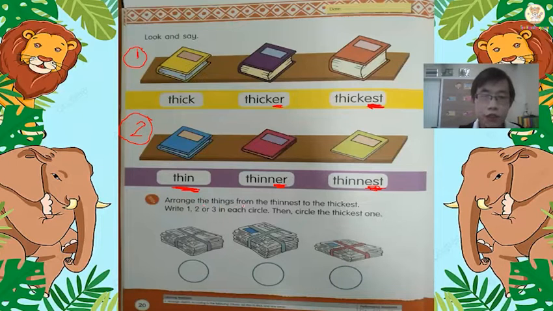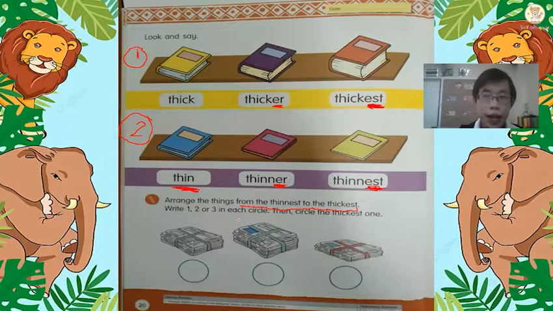Arrange the things from the thinnest to the thickest. So you need to consider which thing is the thinnest to the thickest, and after that you need to write 1, 2, or 3 in each circle. And finally, you need to circle the thickest one.